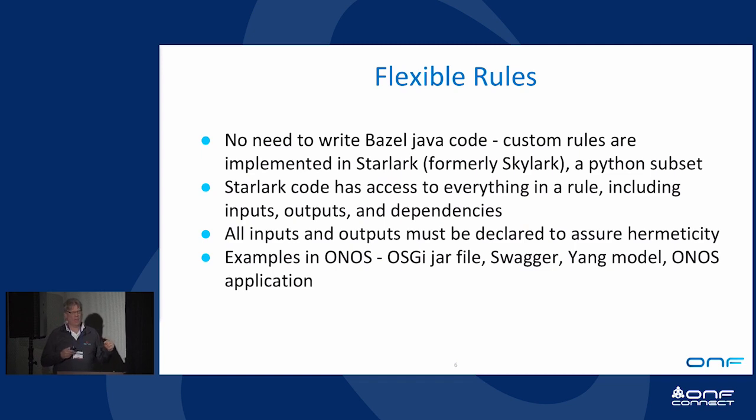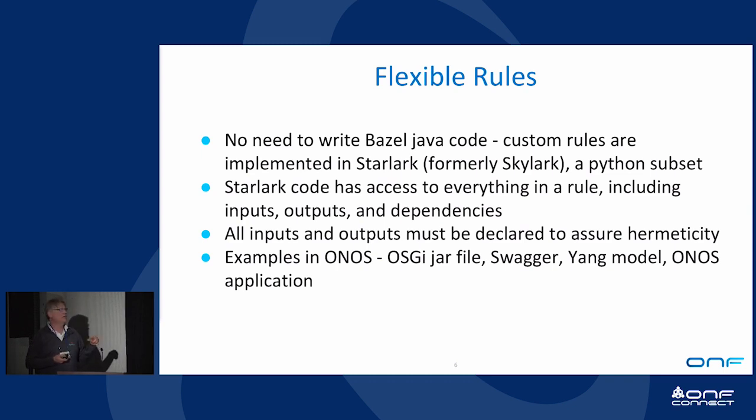To maintain the hermeticity of a rule, you have to specify all the inputs and outputs. But when your Starlark code runs, you have access to all of that. So there's none of this stuff we had to do with Buck where you look things up through 5 different intermediaries. It's all right there. Inputs and outputs have to be declared, same as any other rule.